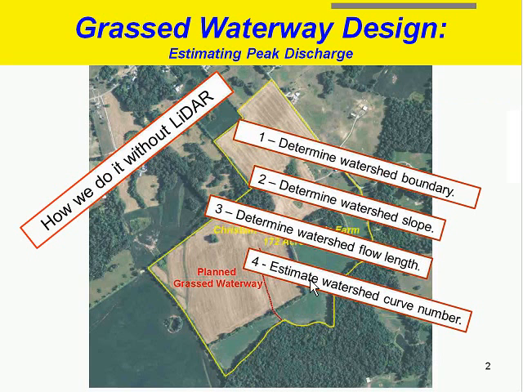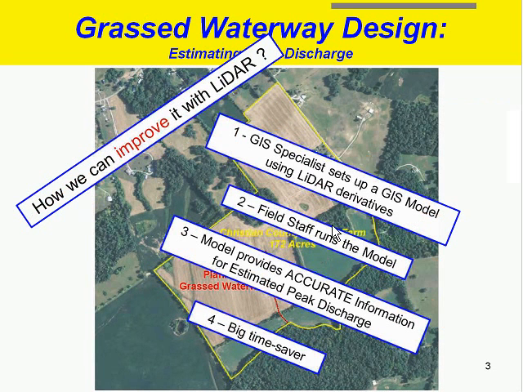When we design a grass waterway, one of the most important things we need to know is the peak discharge. So the question becomes, how much water are we dealing with? Without LiDAR, answering that question required doing these 4 steps manually. We had to determine the watershed boundary, the watershed slope, the watershed flow length, and the watershed curve number. We were doing all of this manually, just making estimates with the best information that we had. So how can we improve that with LiDAR?